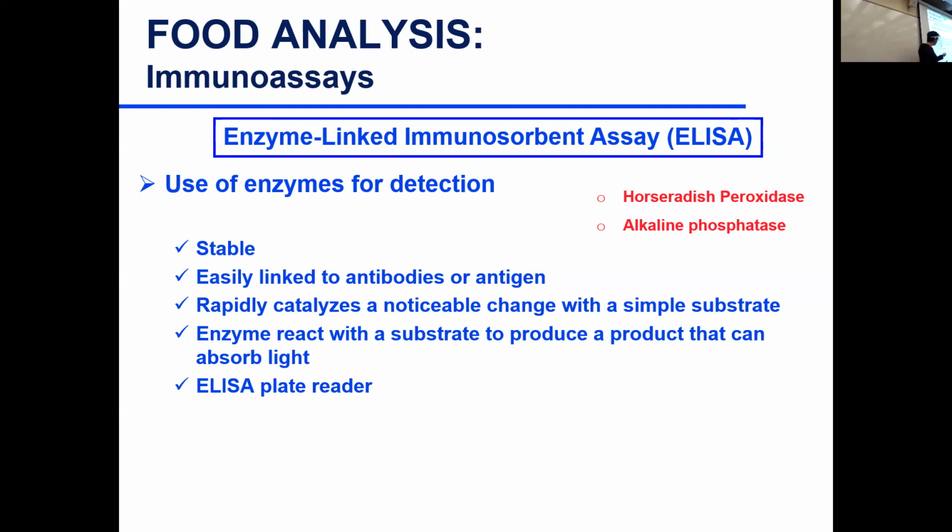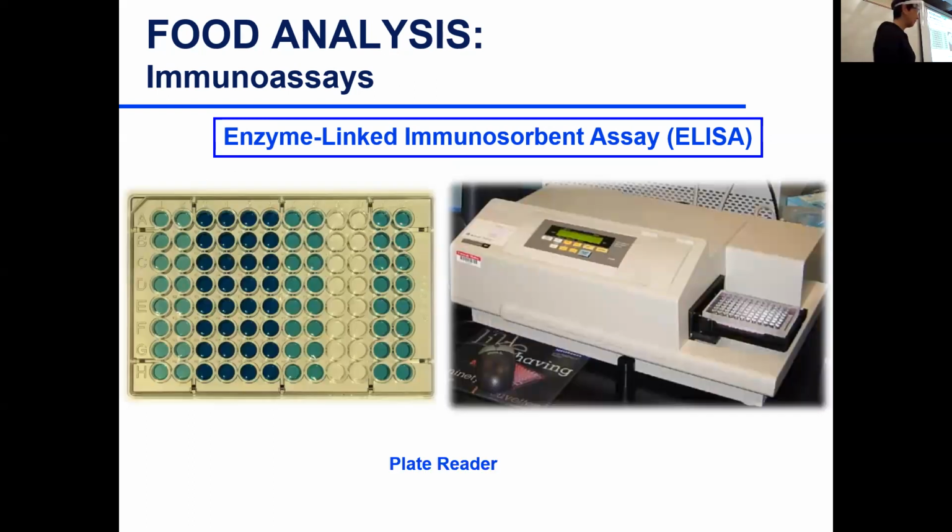And using a plate reader. So your spectrophotometer, instead of having a cuvette, you can put a whole plate, 96 wells, and you have so many different samples in that plate, and you can get instantaneous measurement of so many samples in one plate, and that's that.